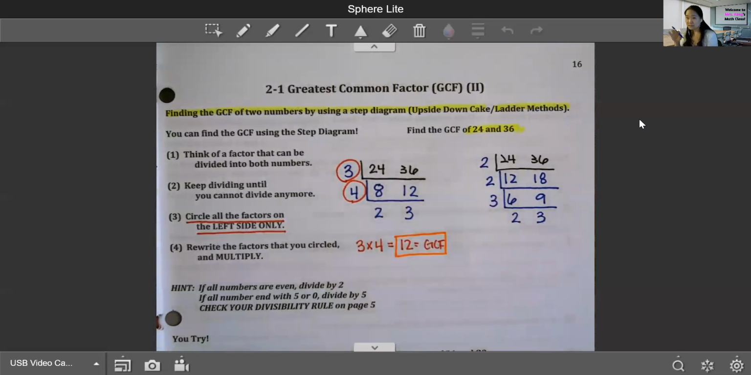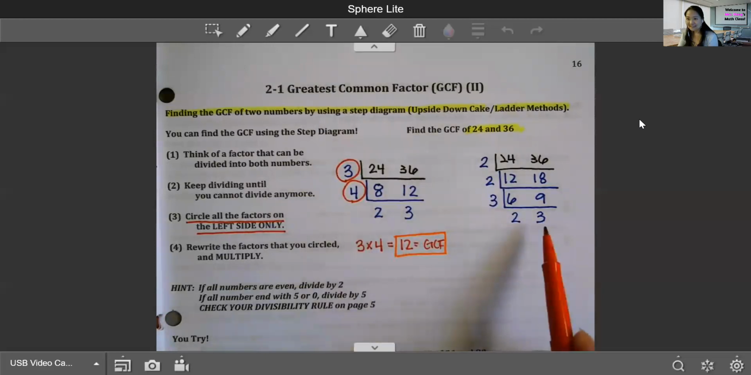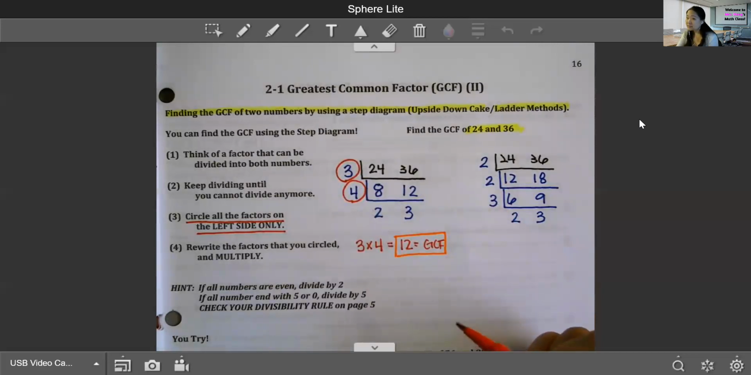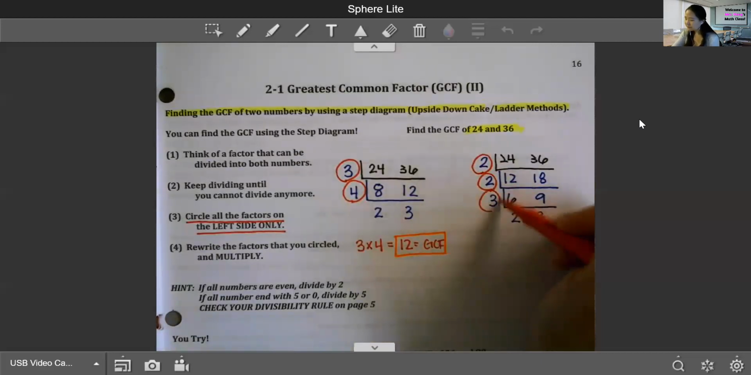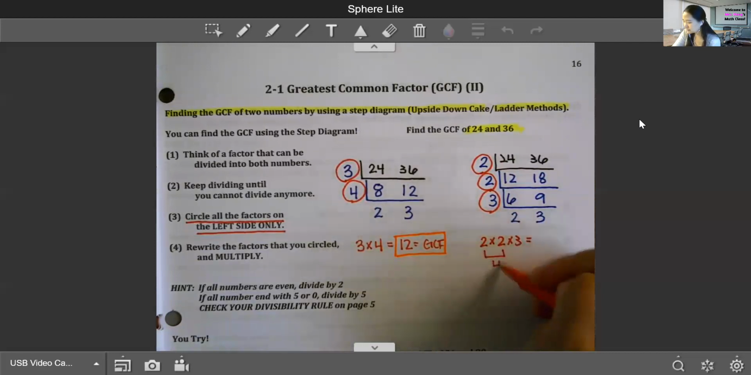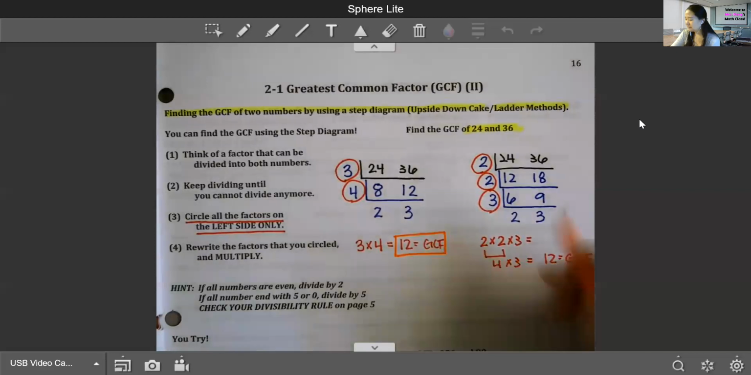Now I need to stop. Now I want you to notice something. When I stopped, didn't I get the same leftover numbers? Even though I divided using different factors or different orders, I still end up with the same numbers on the bottom. I'm done. So I'm gonna circle these 3 numbers in this case. And let's see what happens when I multiply. 2 times 2 times 3 is 4 times 3, which is 12. I got the same greatest common factor.